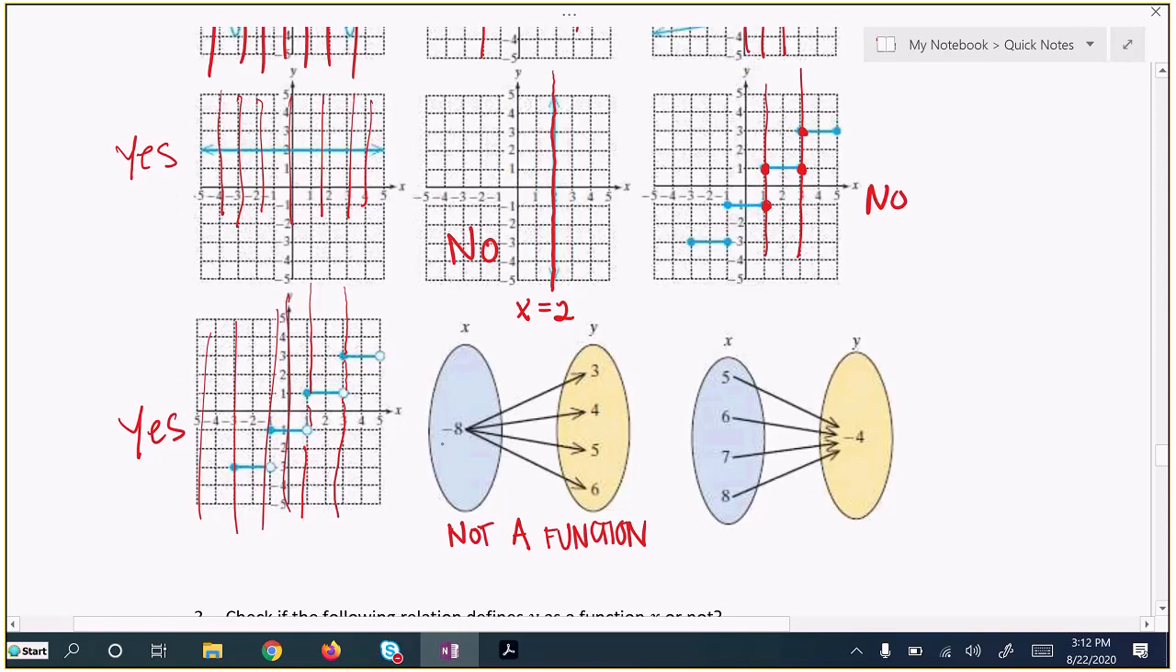Because in order to be a function, -8 could correspond to only one value in the range. What about if the roles are kind of reversed? We have 5, 6, 7, and 8, so 4 values in the domain, and they all point to the same value in the range. Well, that's perfectly fine. This is a function because for each x, say x is 5, I have exactly 1 y. If x is 6, I have exactly 1 y.